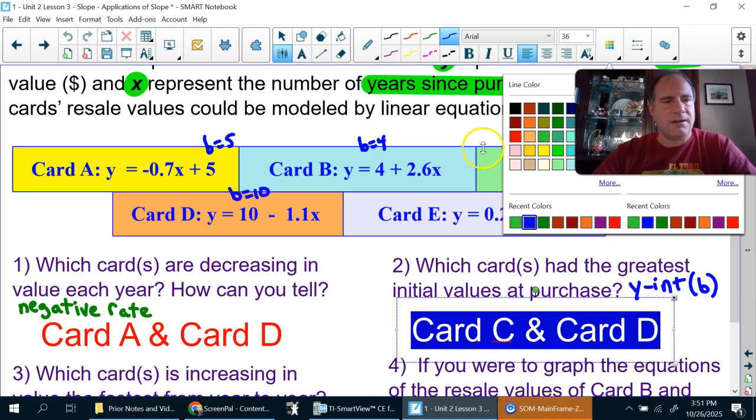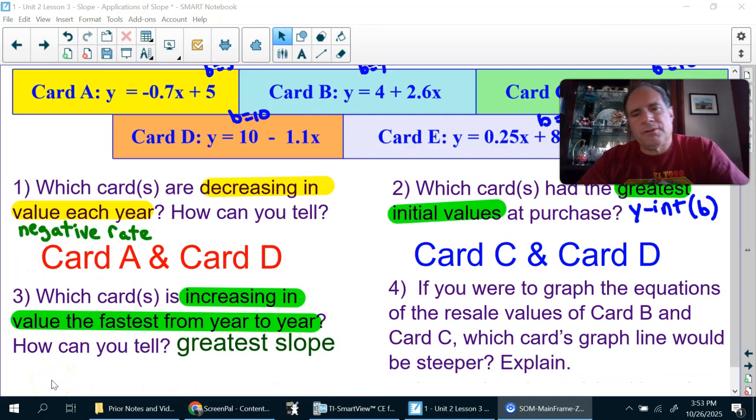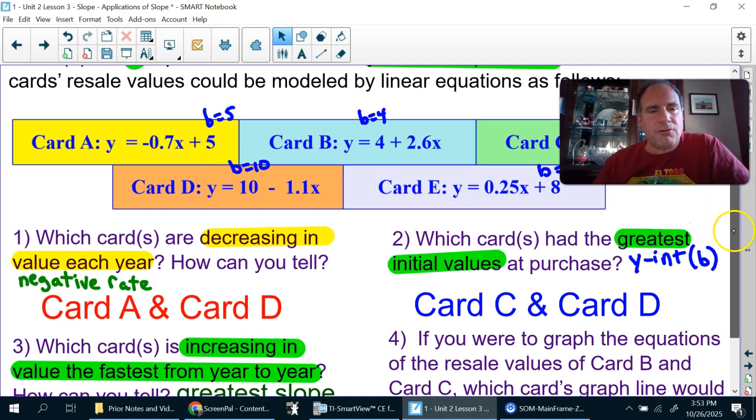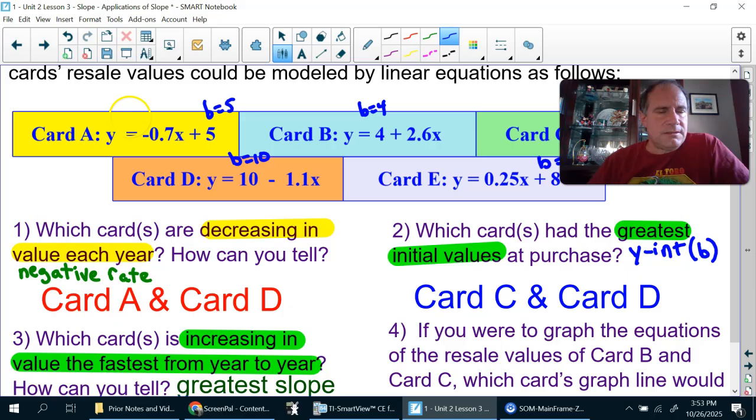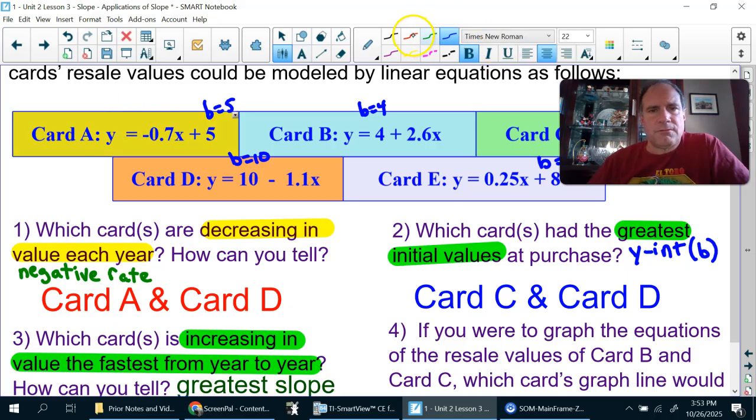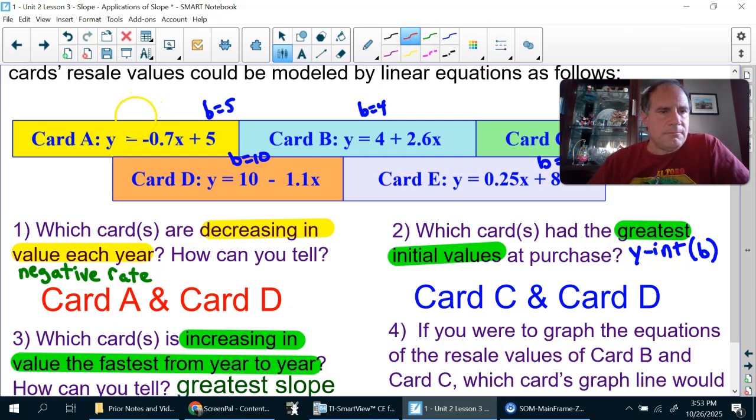Pretty easy stuff that we're talking about there. All right. So for number 3, which cards are increasing in value the fastest from year to year? So you're looking for the greatest slope. So the slope right here is the M. Let's go and put M.